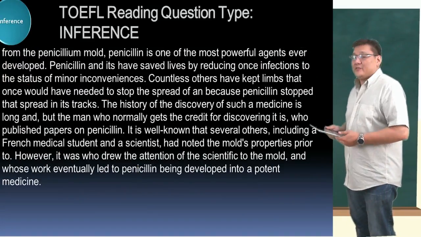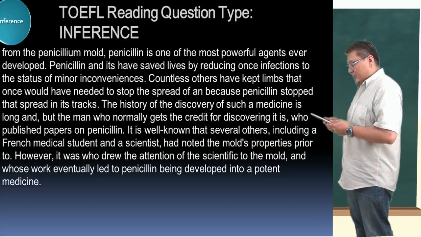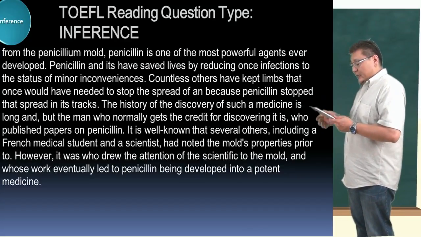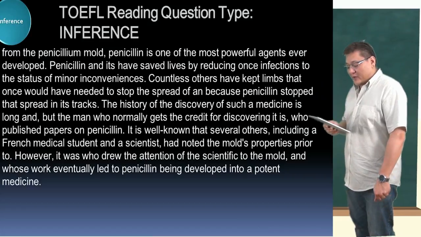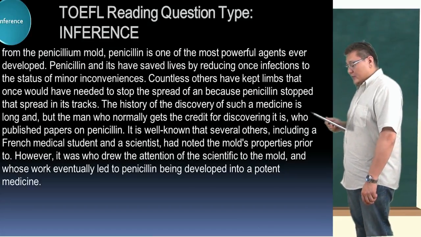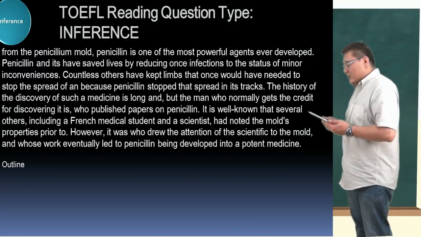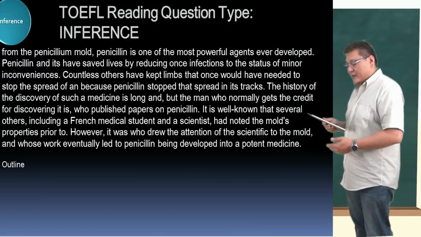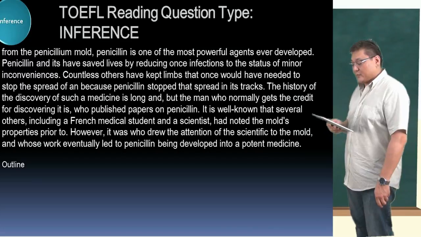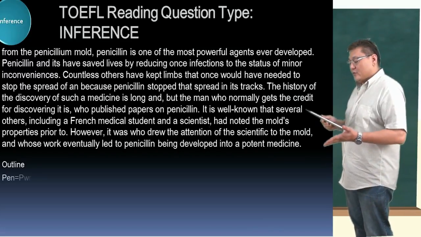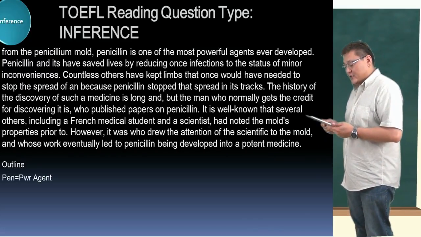Now what do we have to do? Outline. So what are we going to outline? We're going to take a look at the first sentence. Derived from mold, or penicillin. We have to keep the word penicillin, right? Is one of the most powerful agents ever developed. So what's the point? Powerful penicillin equals powerful agent.